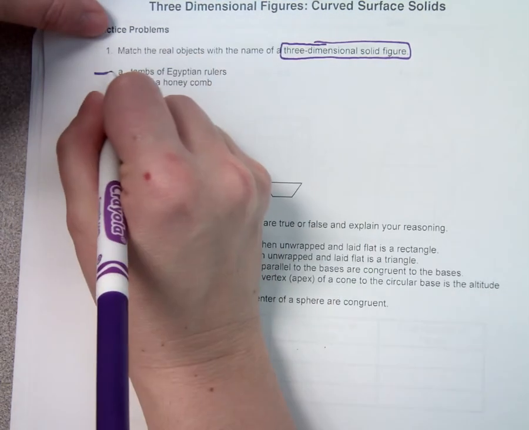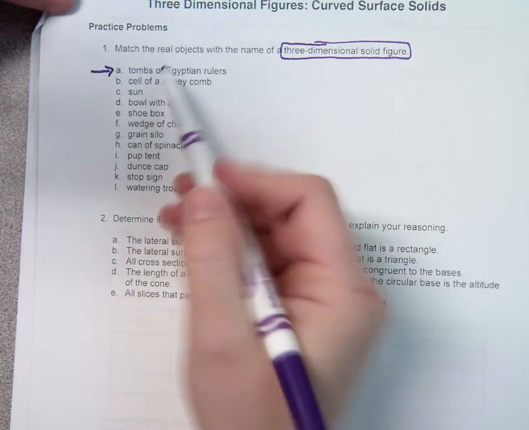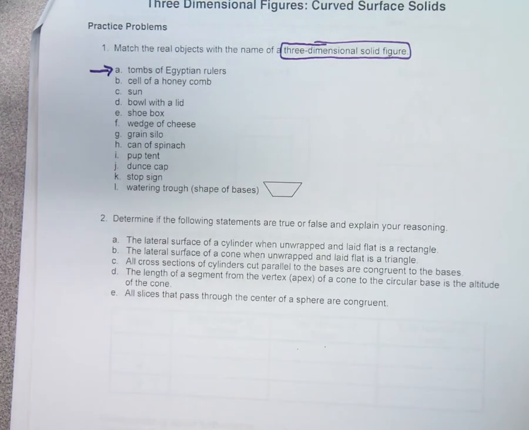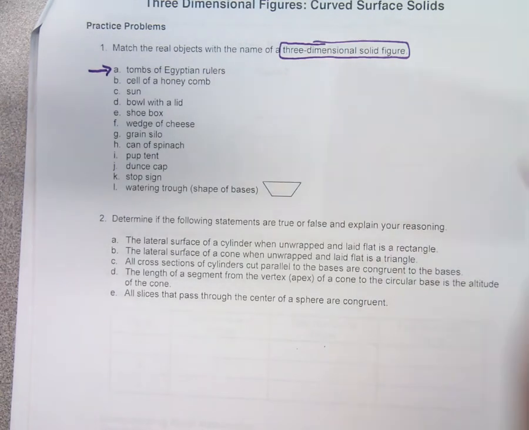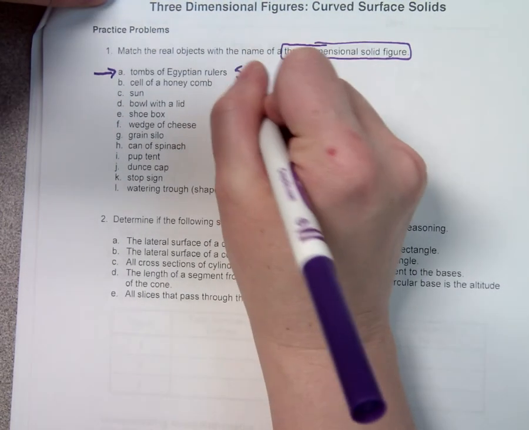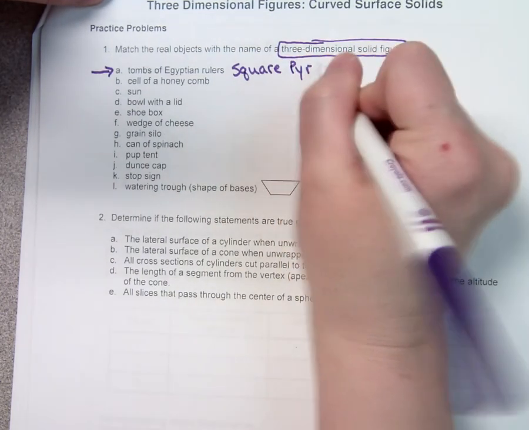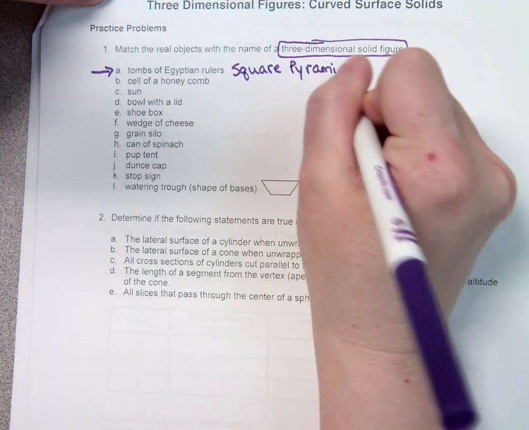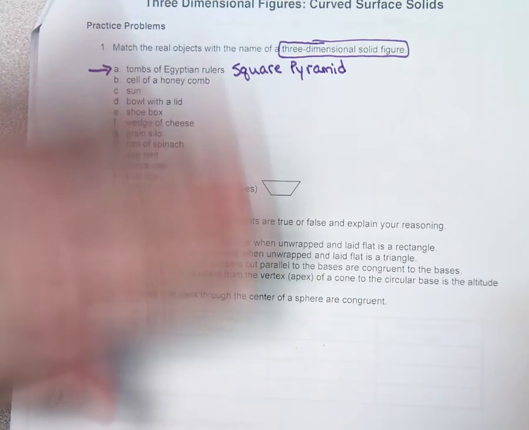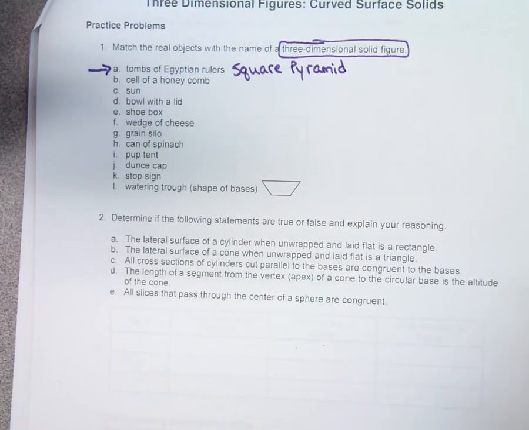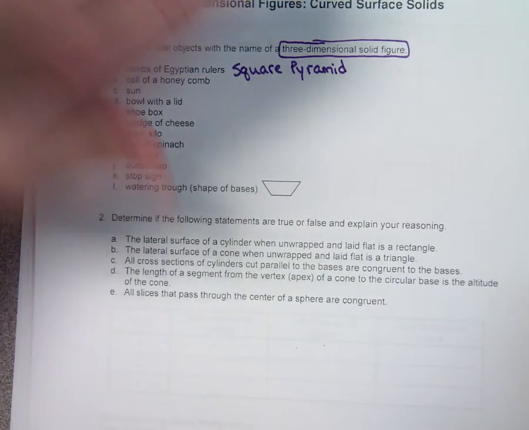So just for example, I'll do A with you. If you talk about this real object, the tombs of Egyptian rulers, what 3-dimensional solid figure would you say that would be? Square pyramid. A square pyramid. Okay, so for all of these, I do want some 3-dimensional solid figure that we've been talking about lately. Think about all of these shapes having some dimension to them. They're not just going to be a rectangle. They're not just going to be an octagon. They're going to have some dimension to them.